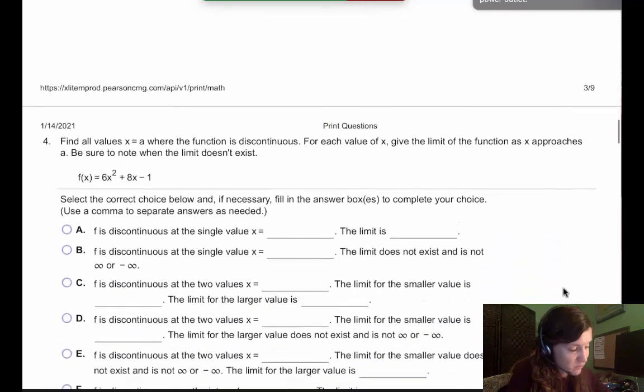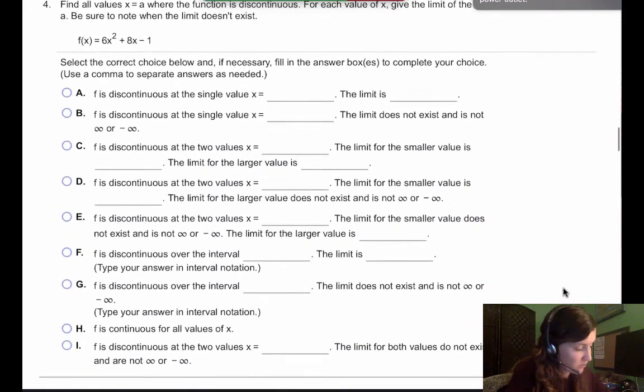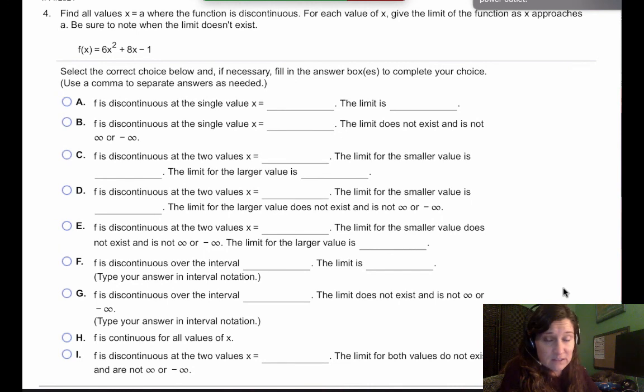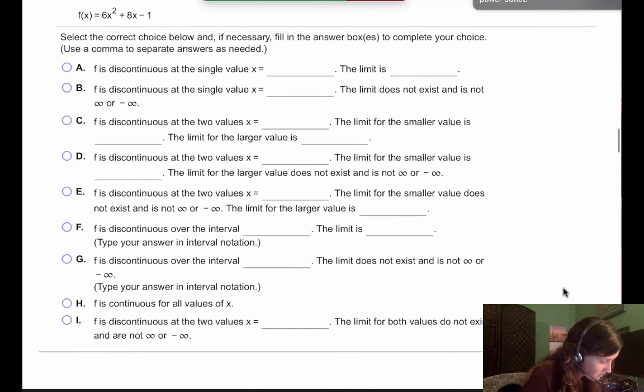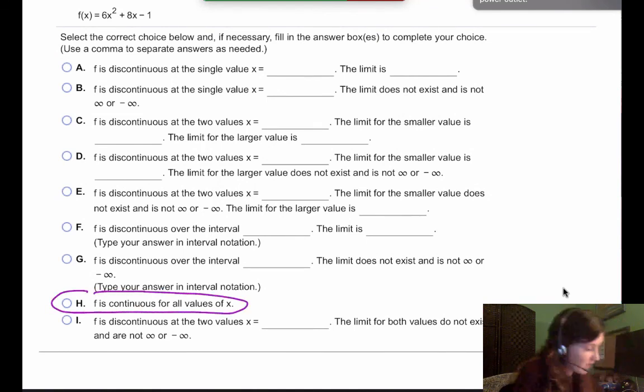And then I'd like to look at the last one too, because again, I do feel like when you look at these homework questions at first glance, they look very intimidating. This one doesn't have any denominators, so there's really no issues here. So this one's just continuous everywhere. There's no points of discontinuity. So we just have to find that option. There it is. F is continuous for all values of x. Okay, so again, a very short intro to what you're going to be seeing this week.